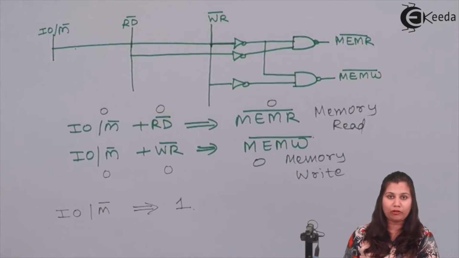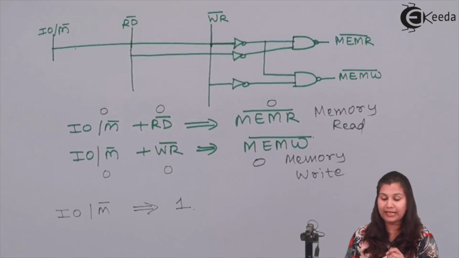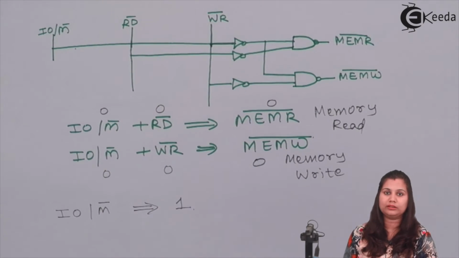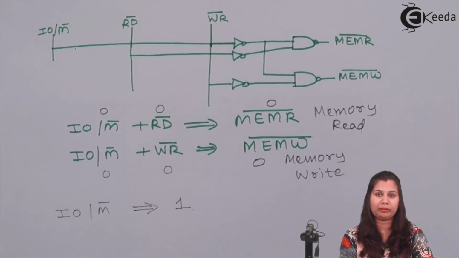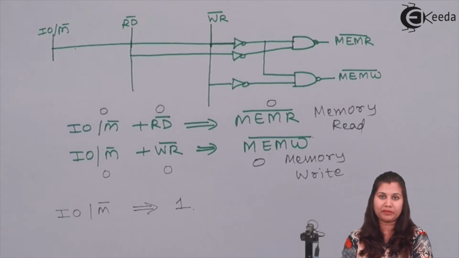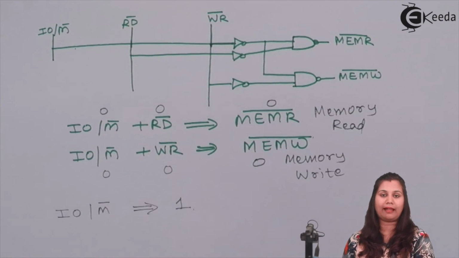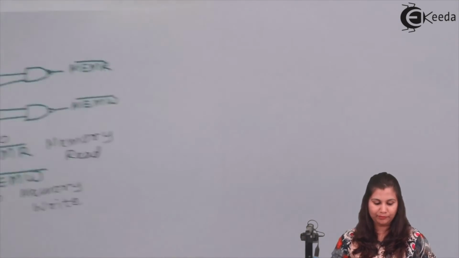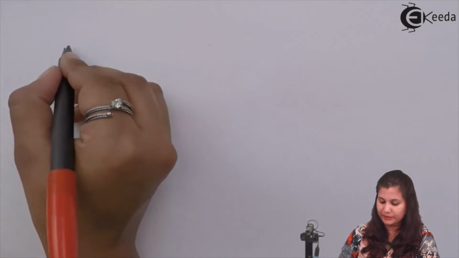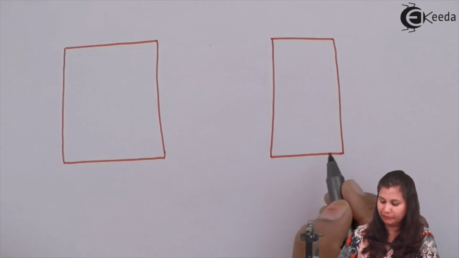So for the memory operation, the input/output and memory signal value has to be 0 because it's an active low signal. Its value should be low, that means 0. So this is how, whenever the memory chips are interfaced with the microprocessor, these signals are used: the three signals from the microprocessor and the three signals of the memory chip. If we represent the interfacing by a diagram, there is a microprocessor and the memory chip.